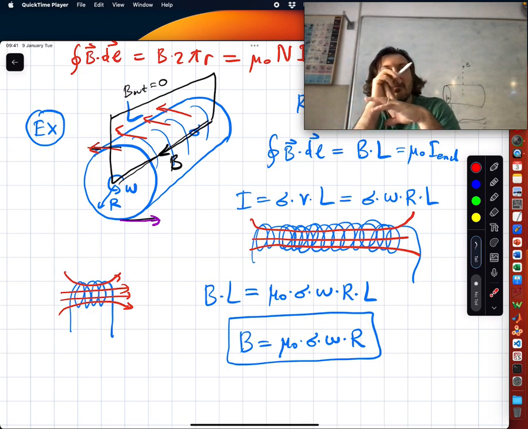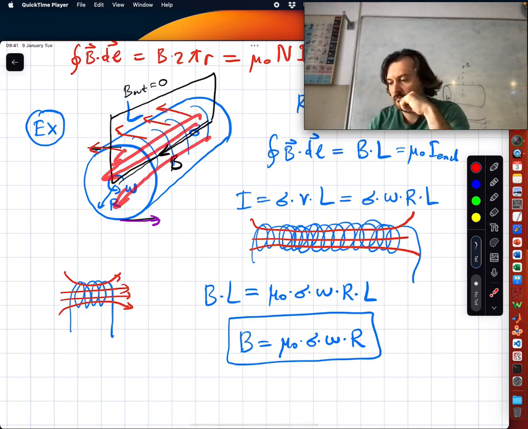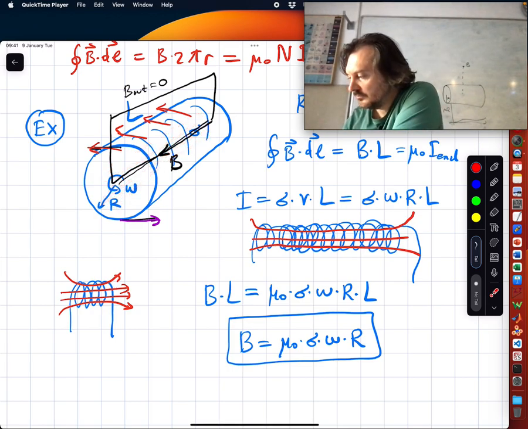Okay? I hope it made sense to you. For the top one, the magnetic field is in that direction. For the bottom one also. So I still think that we should multiply by 2.